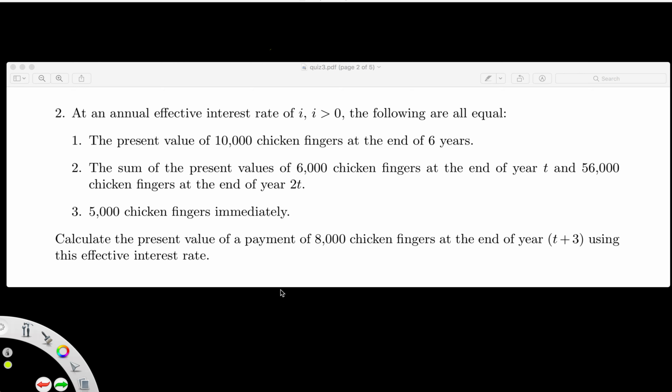At an annual effective interest rate of i greater than 0, the following are all equal. 1. The present value of 10,000 chicken fingers at the end of 6 years. 2. The sum of the present values of 6,000 chicken fingers at the end of year t and 56,000 chicken fingers at the end of year 2t. And 3. 5,000 chicken fingers immediately. Calculate the present value of a payment of 8,000 chicken fingers at the end of year t plus 3 using this effective interest rate.